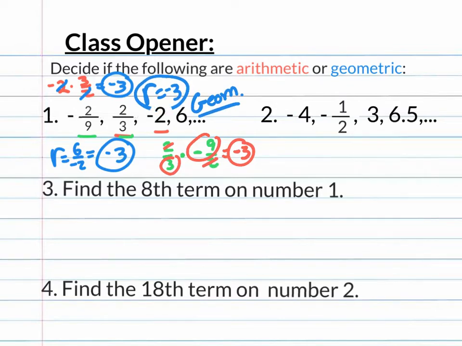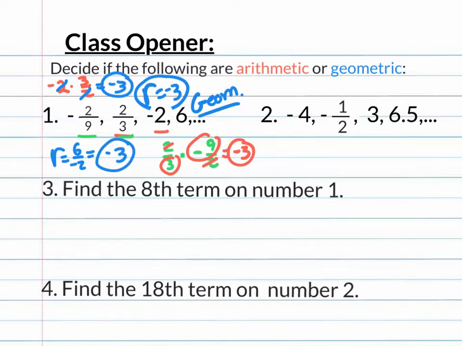Let's do number 2. Is number 2 geometric, is it arithmetic, or neither? So if you do 3 divided by -1/2, thinking of if it's geometric, that'll actually be 3 times the reciprocal of this, which would be -2. 3 times -2 is -6. And if you go -1/2 times -4, it does not give you 6. So it's definitely not geometric.